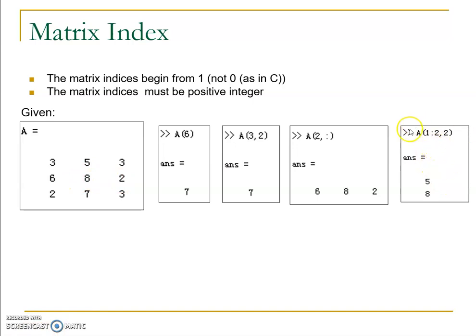Now here in the indices it writes A in the bracket 1 colon 2 comma 2. This specifies the first and second row and the second column. So you have the first and second row of the second column, which is 5 and 8.